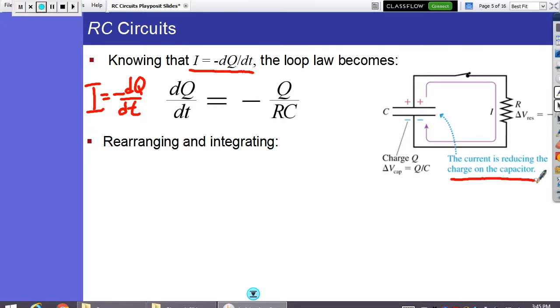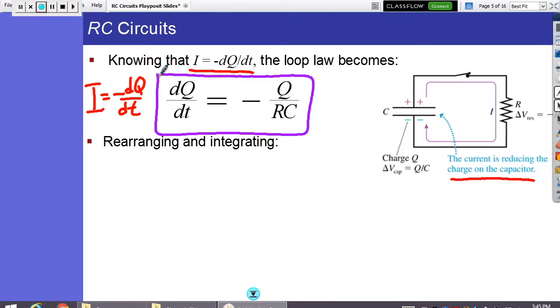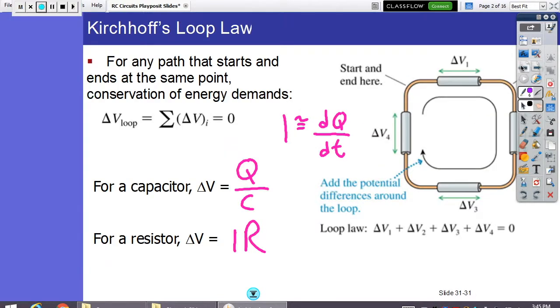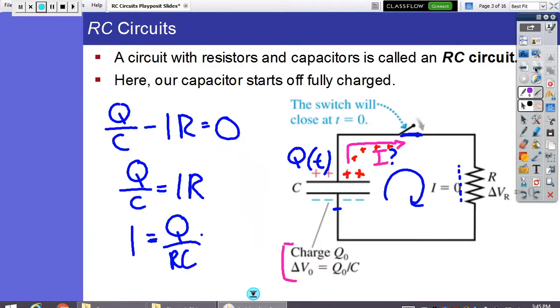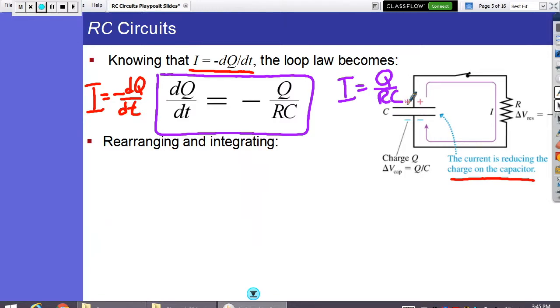So what we end up with is a differential equation that looks like dq dt equals negative q over RC. So again, just to refresh where that came from, we arrived at this differential equation over here, which is I equals Q over RC. And then we replaced I with this negative dq dt.